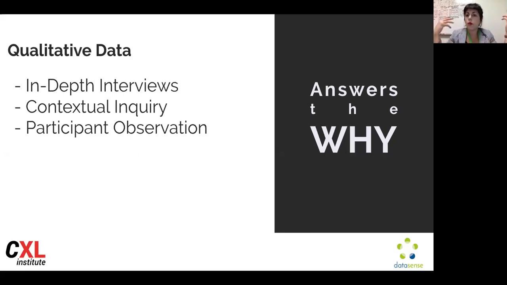And again, the whole point is for you to be open-minded in what you're going to learn out of these interviews and techniques. This kind of data tends to answer the why, right? So it doesn't tell you exactly in an unbiased way what tends to happen at a large scale, but it definitely gives you the opportunity to really deeply understand the user and the context in which the user tends to work.